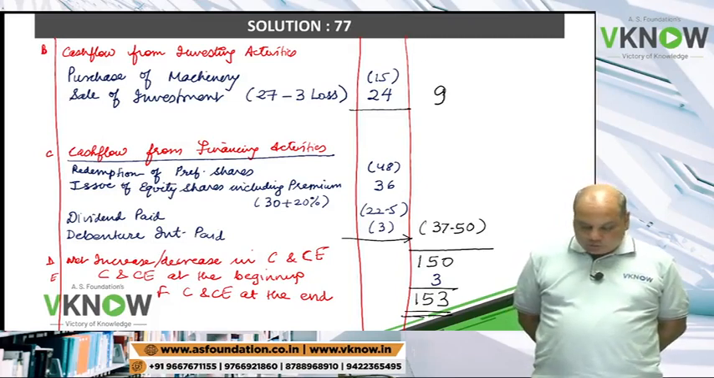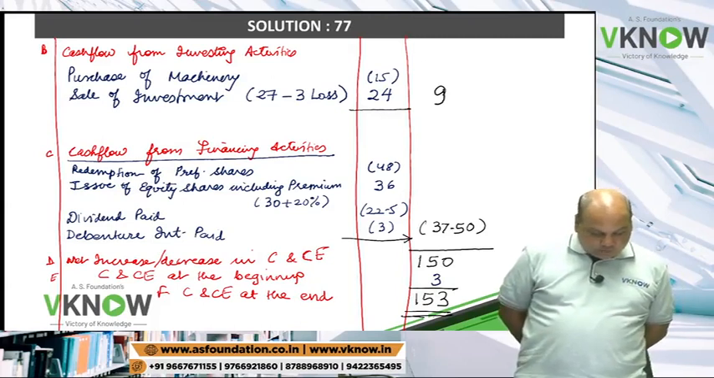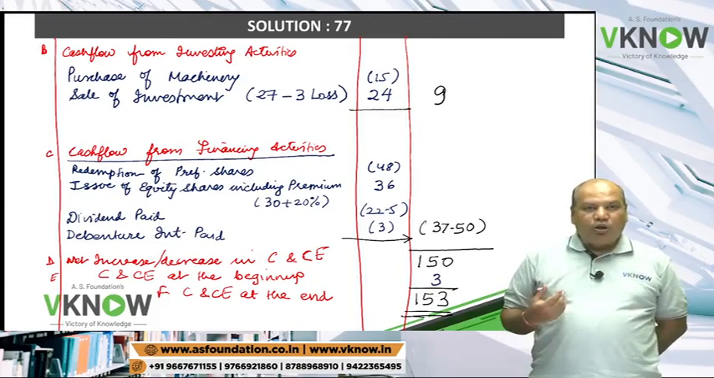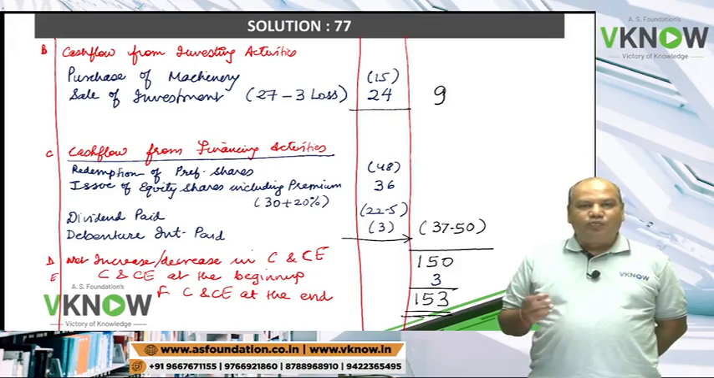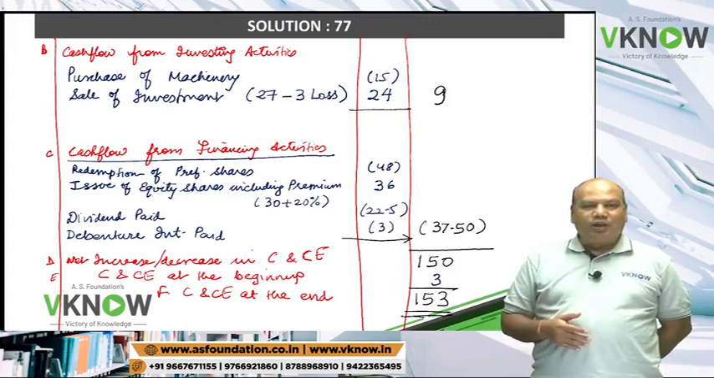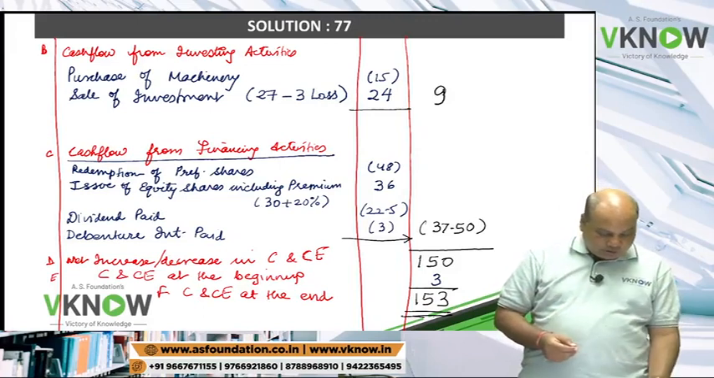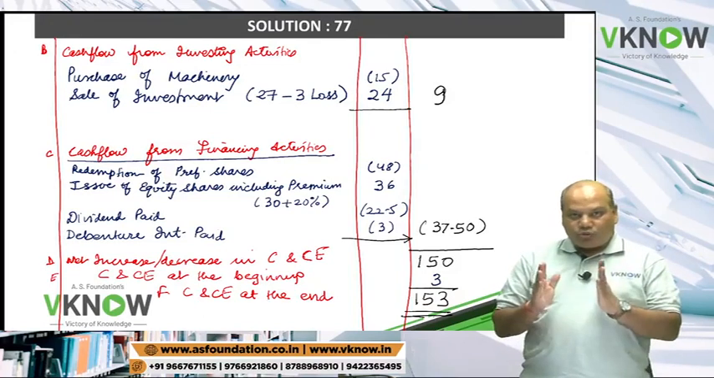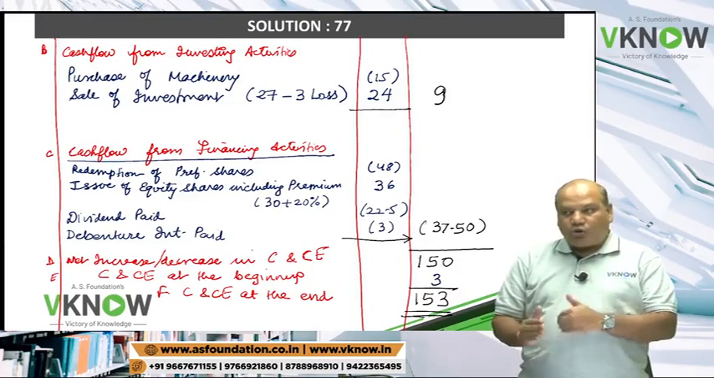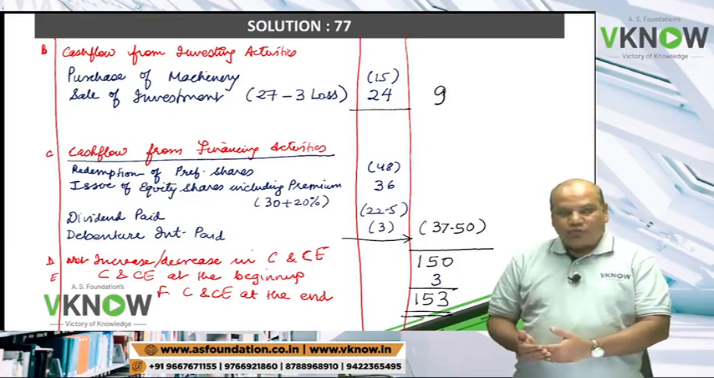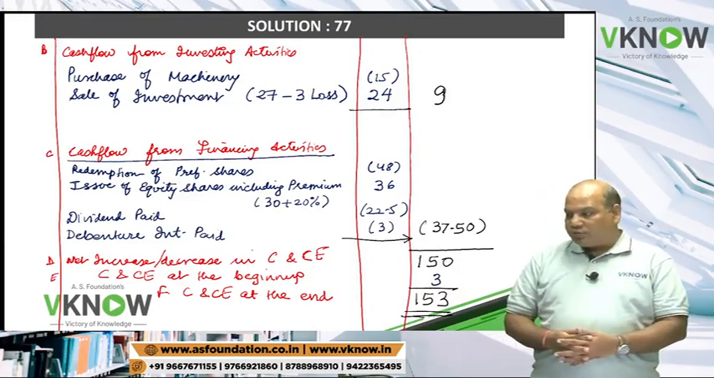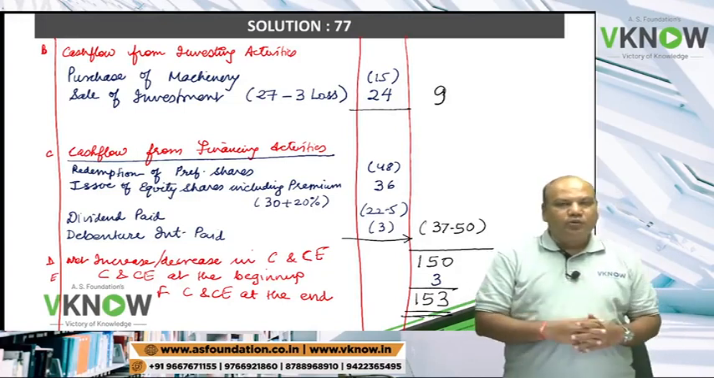And now in this question, there is a problem. We don't have any mechanism to cross check whether our answer is right or not, because closing cash balance was not supplied to us. So a student has to do it very carefully, because you'll not be able to cross check whether your answer is right or not.